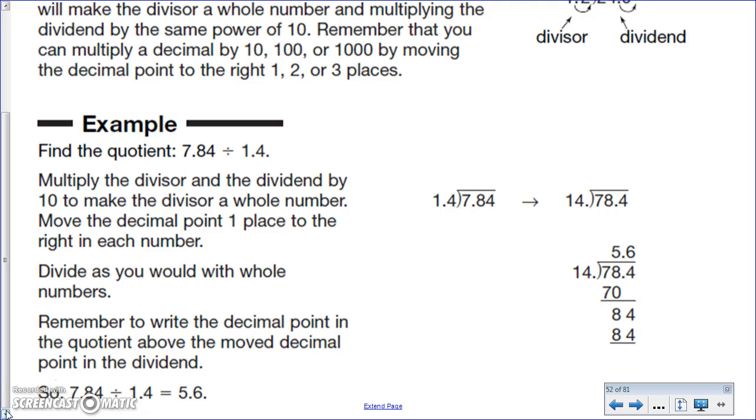Then, at the very end, you need to remember to write the decimal point in the quotient right above the moved decimal point. So wherever you moved it to in the dividend, it comes straight up on top of the little decimal house there, and it becomes 5 6/10. It's really important to remember to put the decimal in because 56 and 5 6/10 are very different numbers.